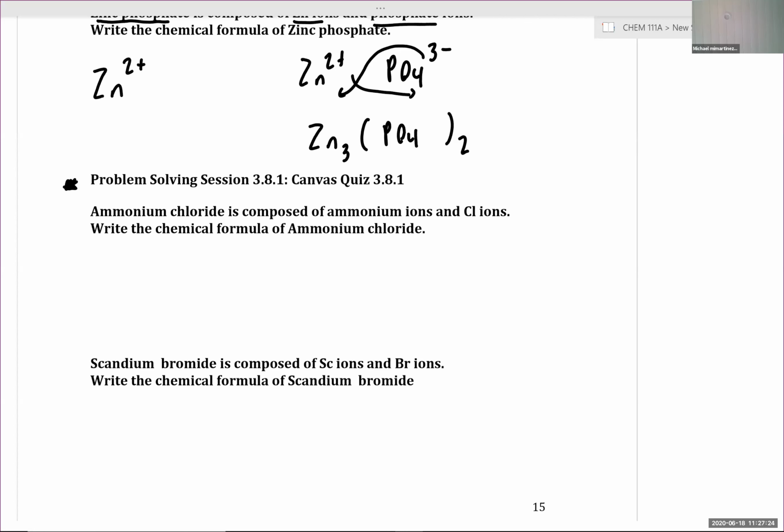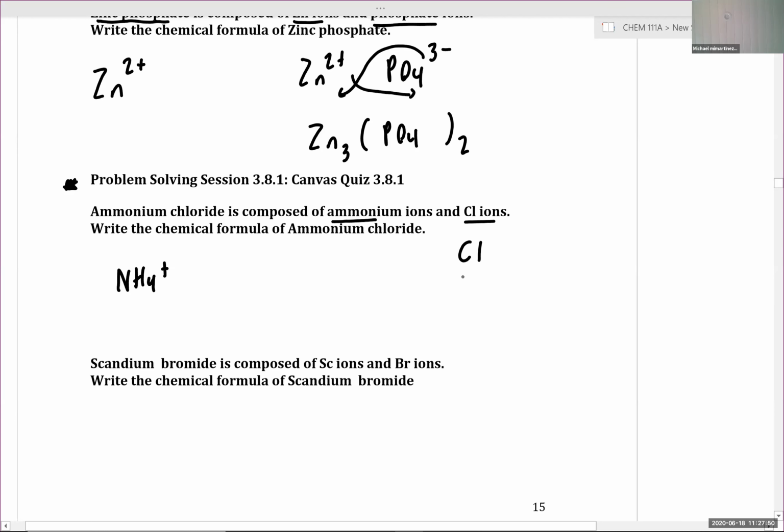Okay, so let's now discuss these examples. So ammonium chloride is composed of ammonium ions and chloride ions. What is the formula of ammonium? When we say ammonium, what does that represent? Ammonium represents what? NH4 plus, exactly right.